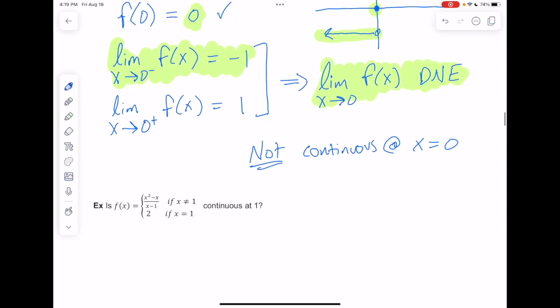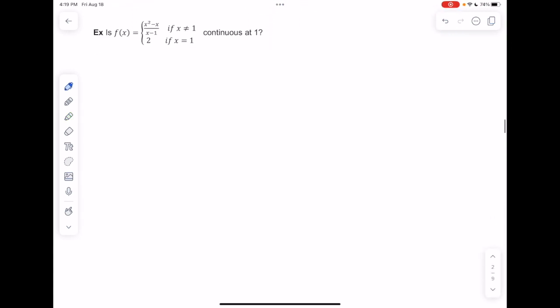All right, now let's look at that next example. So another piecewise defined function, let's see if it's continuous at 1.